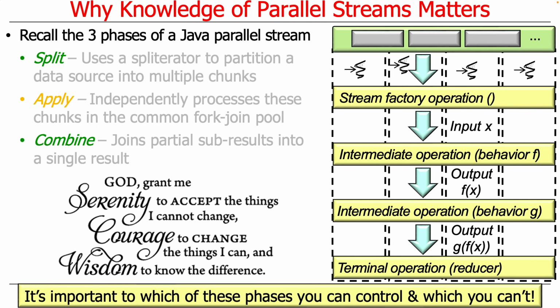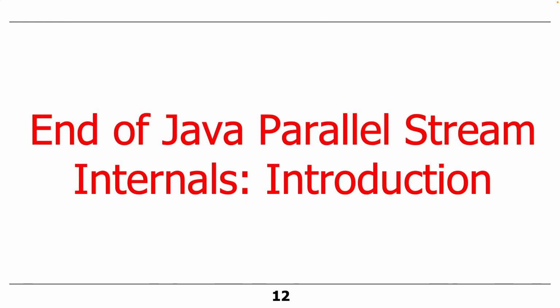And so when performance really matters, you might want to think more carefully about what you can control and then apply the various techniques we'll talk about in order to control stuff effectively. So that's the end of the overview of parallel streams internals. Now we're going to dive deeper into each of those different phases and see what you can control and what you can't and how you can control them.